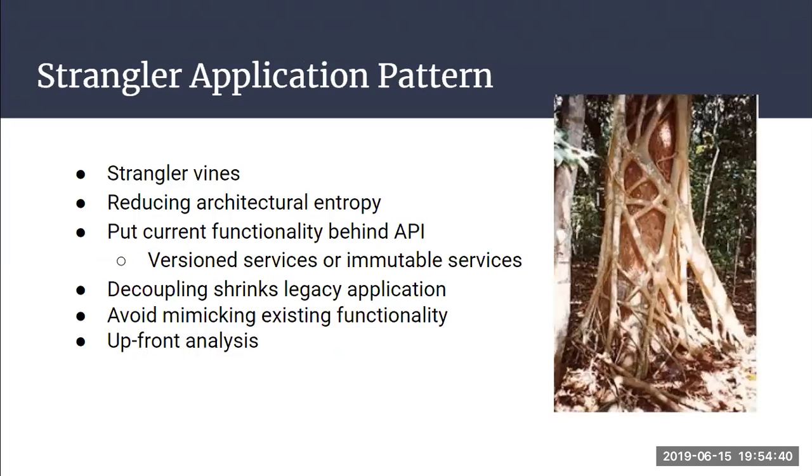Strangler vines grow in a tree and continue to grow until they reach the soil. Once in the soil, they will eventually strangle and kill their host tree. If our current architecture is too tightly coupled, we can decouple parts of the functionality from the architecture. This will enable isolation with independent teams and reduced entropy. When functionality is decoupled, it is placed behind an API. This creates versioned or immutable services. Versioned APIs allow us to modify services without affecting other systems. This further decouples functionality and in turn shrinks massive legacy functionality in applications.